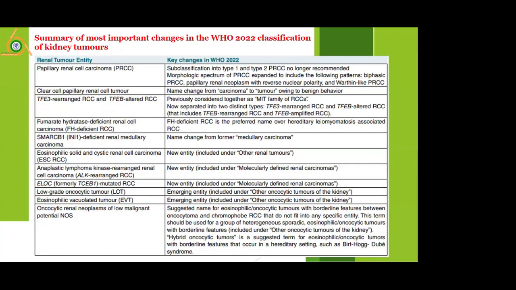So coming to the last entity of the new WHO RCCs in 2022 is EVT, or eosinophilic vacuolated tumor. Again, a very important tumor.